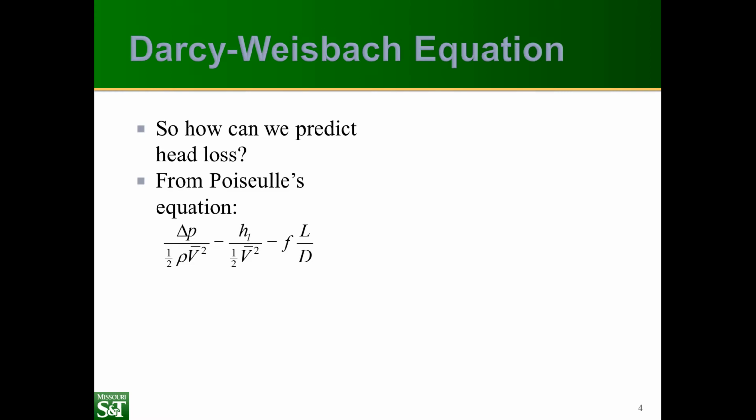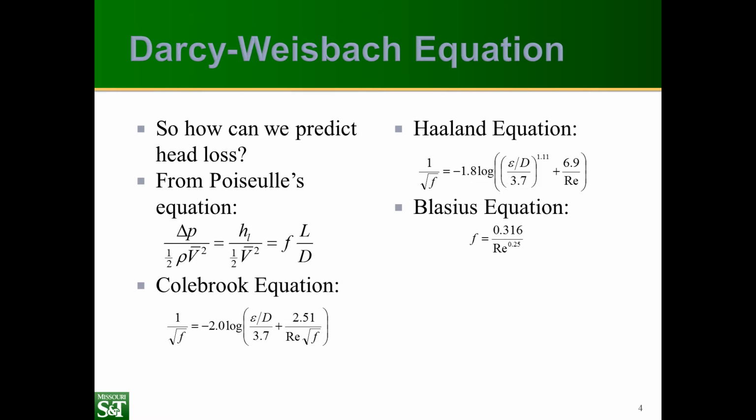Now, for turbulent flow, we don't have a theoretical model for the friction factor like we did from Poiseuille's equation. So we rely on experiment. We collect a lot of data, and then we perform curve fits. And what we end up with are equations like this. Now, the Colebrook equation is the most widely used.